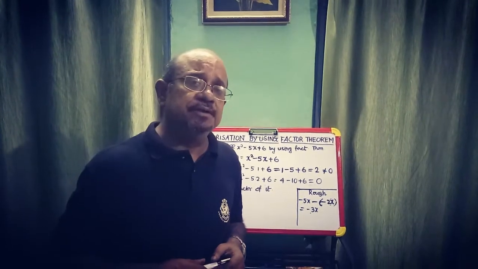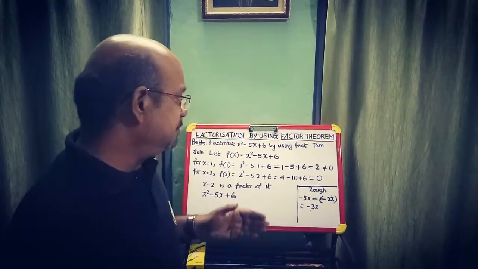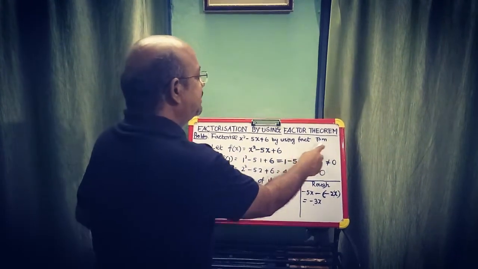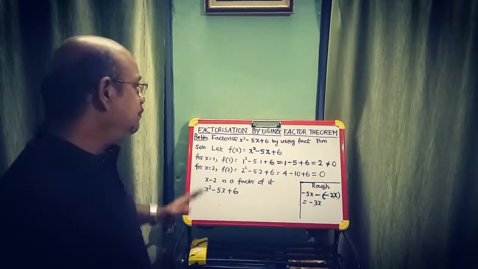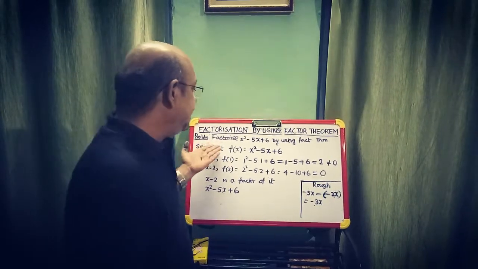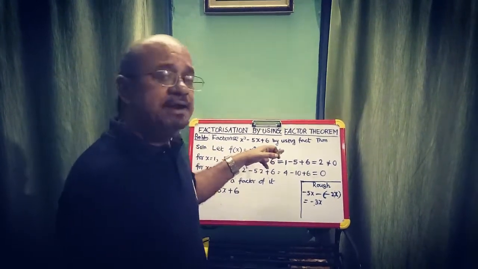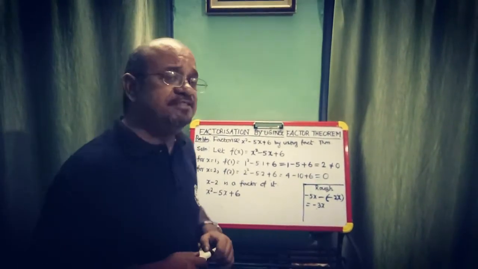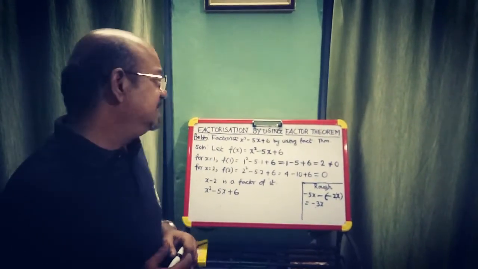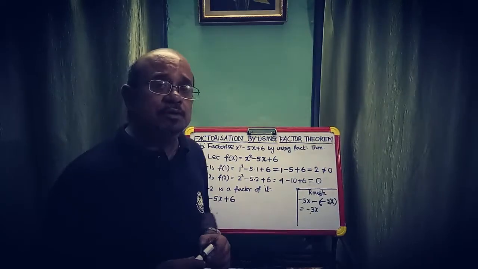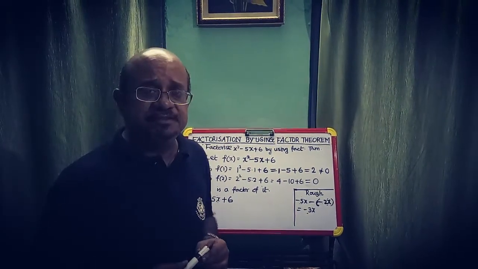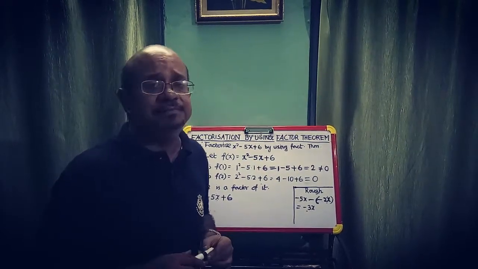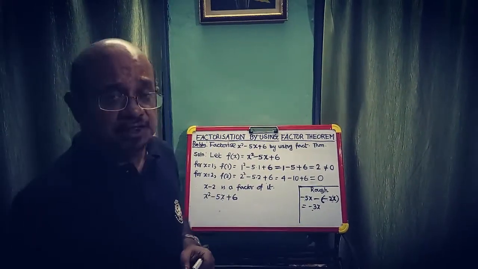We first begin with a quadratic expression. Let's take this problem. Factorize x square minus 5x plus 6 by using factor theorem. Here we go with the solution. Let f(x) is equal to x square minus 5x plus 6. Now, the first step of the sum is to get f(x) equal to 0 for some value of x. That is, we want to find out for what value of x, f(x) will be equal to 0.